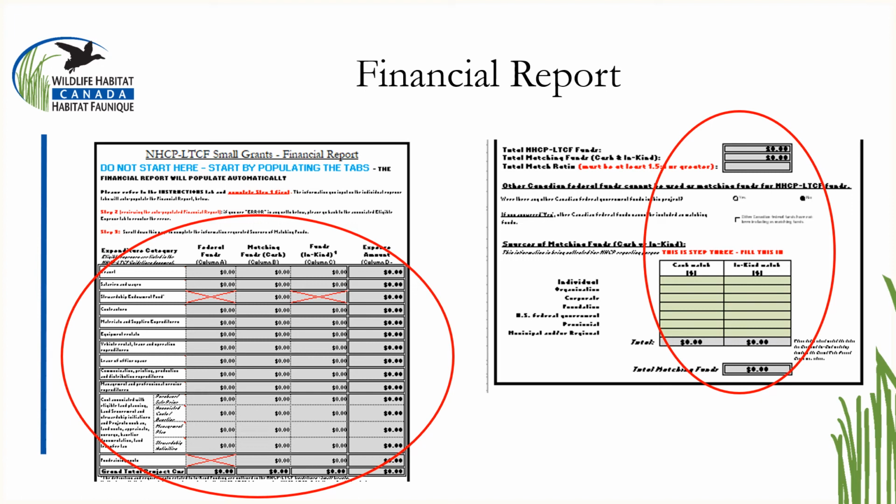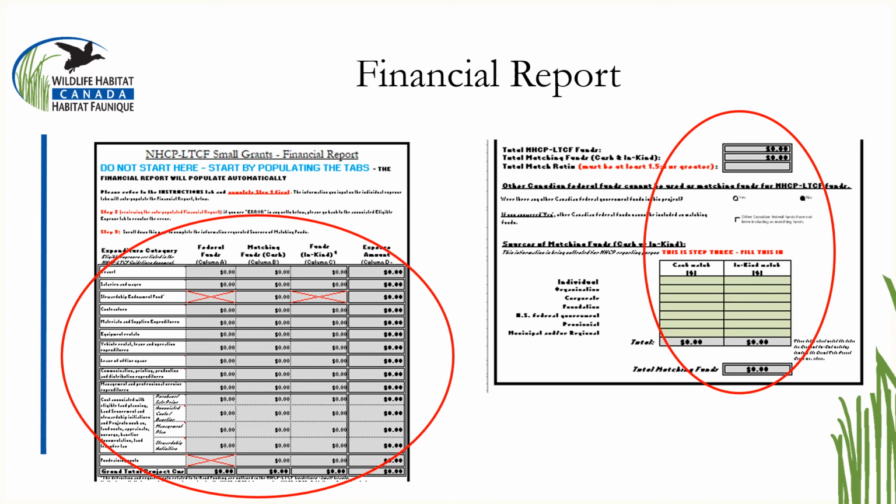Scroll down on the financial report template and manually complete the source of match questions and table. Again, if the total match in the sources table does not match the total amount of match reflected in the financial report table, an error message will appear. Please adjust until the totals match exactly.